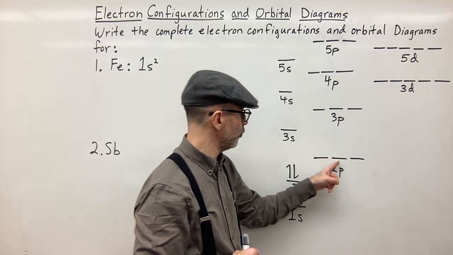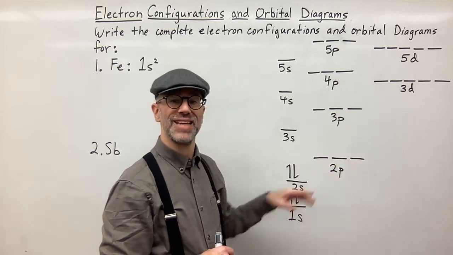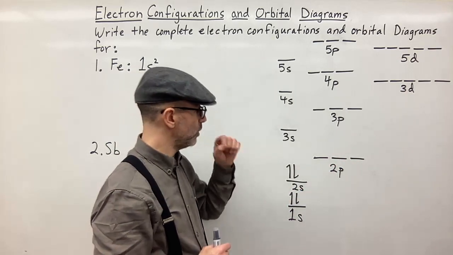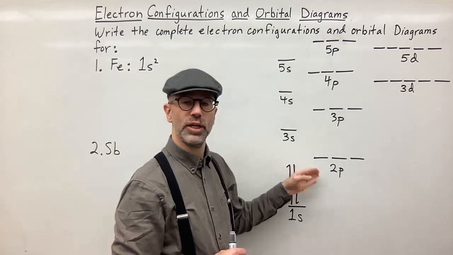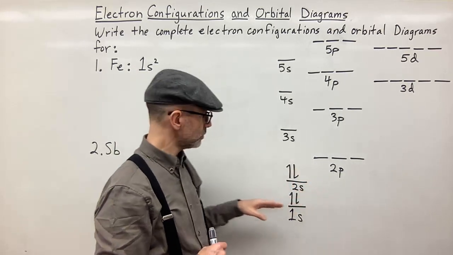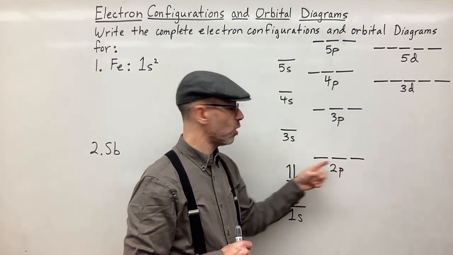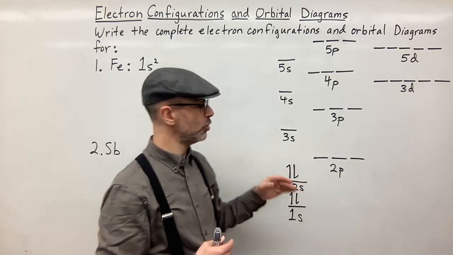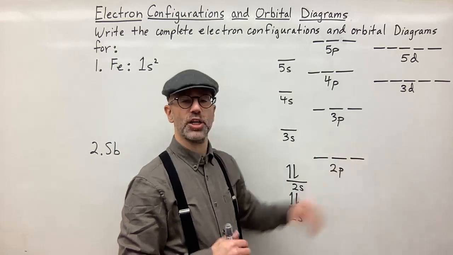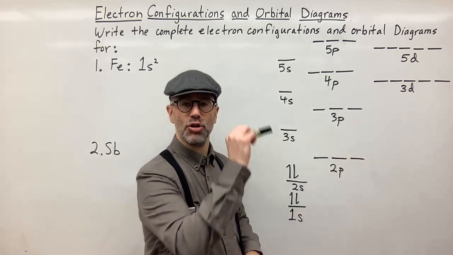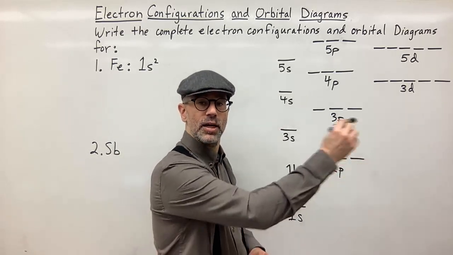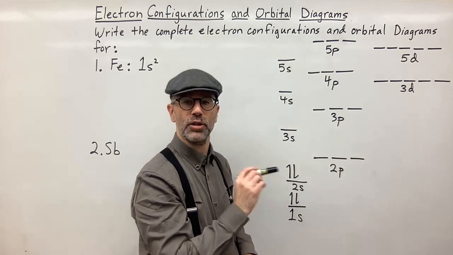I have 3 orbitals here that are the same energy. Anytime, you need to follow Hund's rule. Hund's rule says that anytime you have 3 or more orbitals, multiple orbitals that have the same energy, you have to put in 1 electron each singly before you pair them up. You don't pair them up right away.